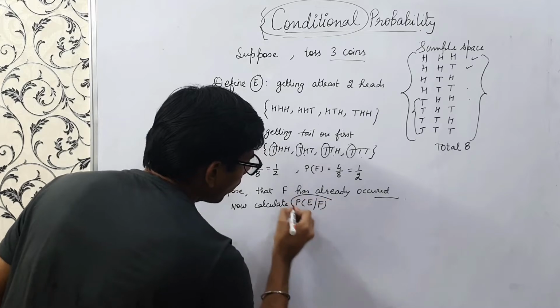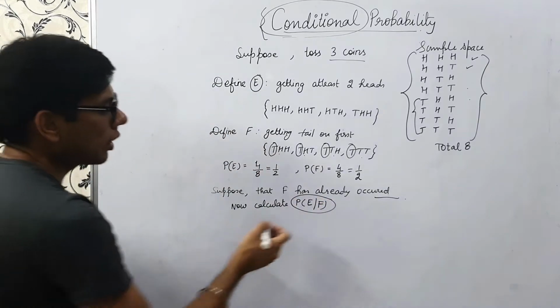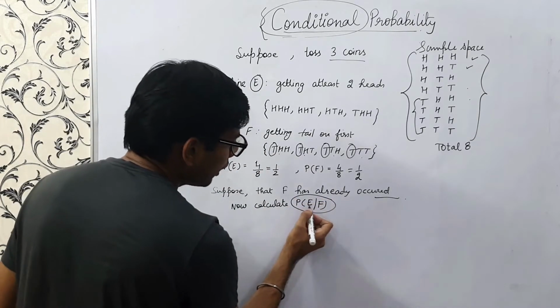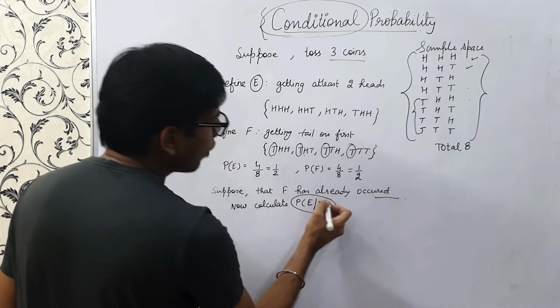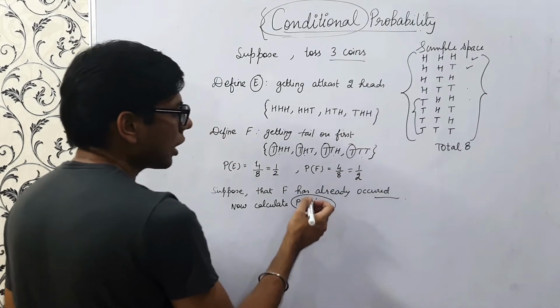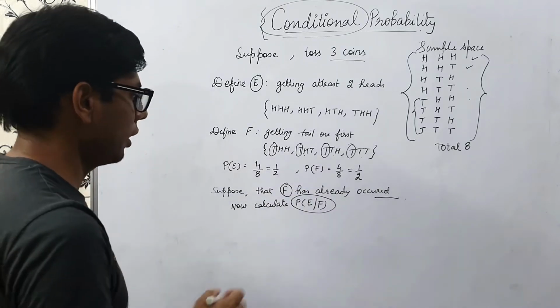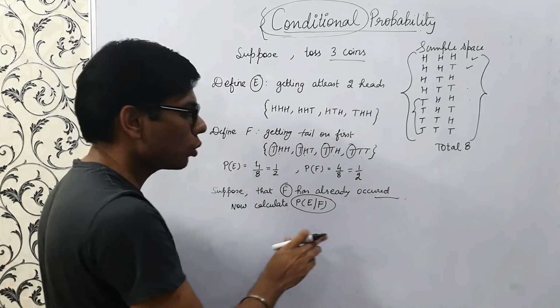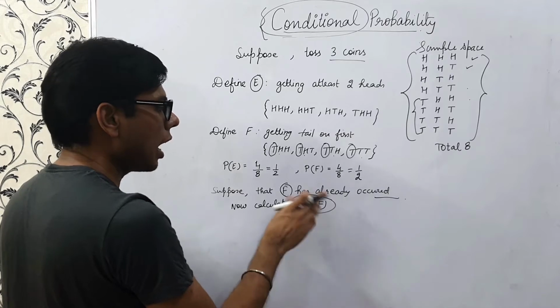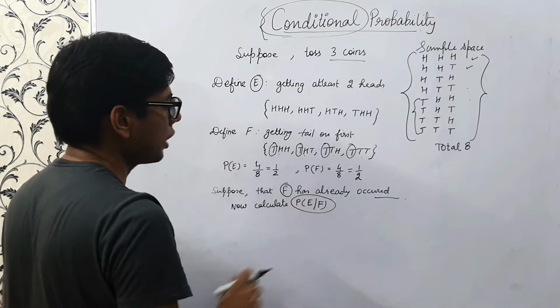We denote the conditional probability this way. This means the probability of event E given F. Given F means the condition that event F has already occurred. We have to find the probability under that condition. What is the probability of E?